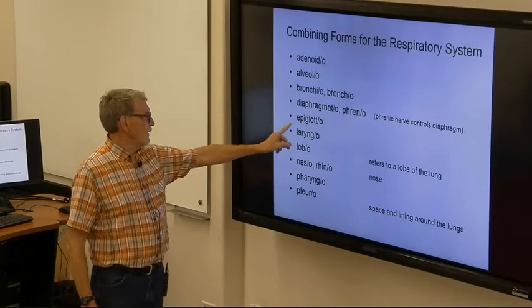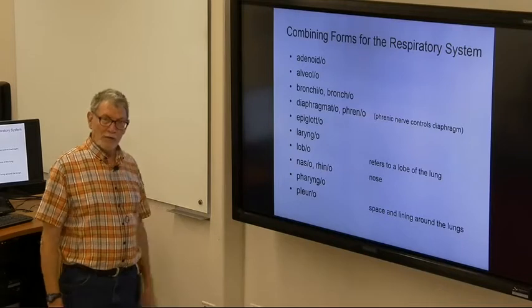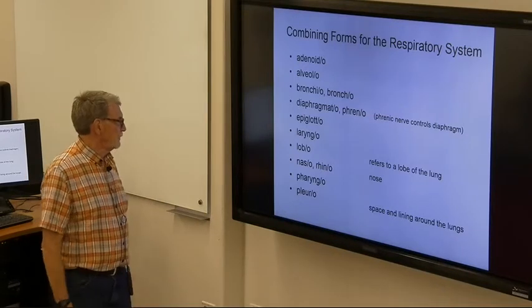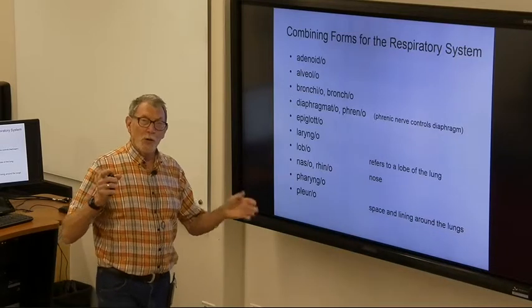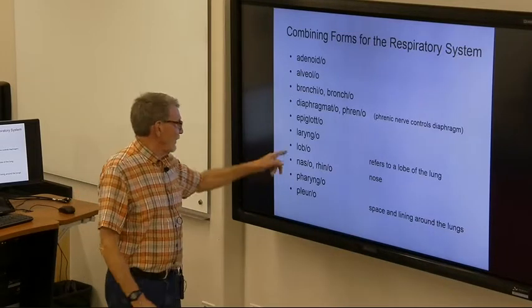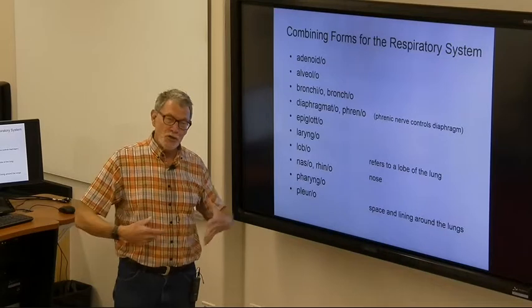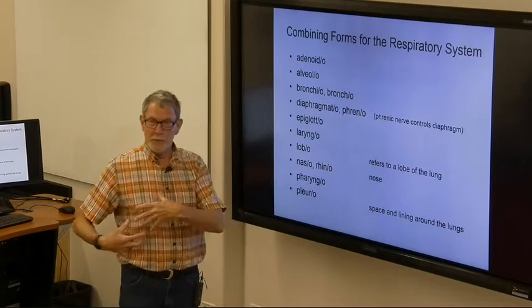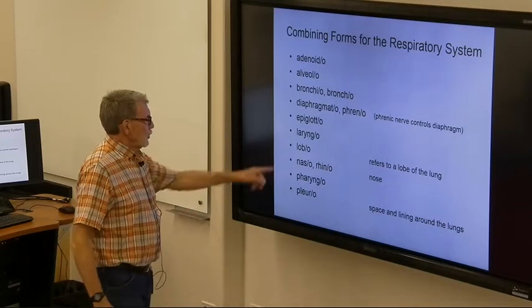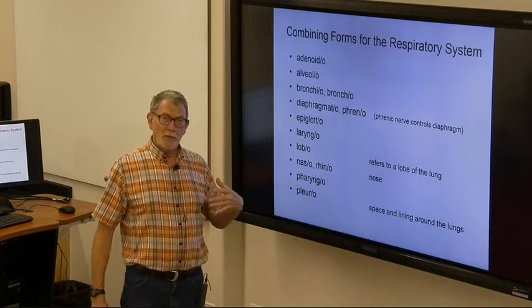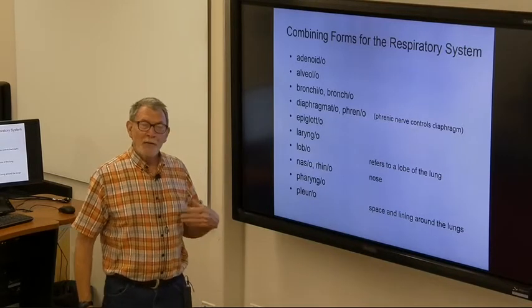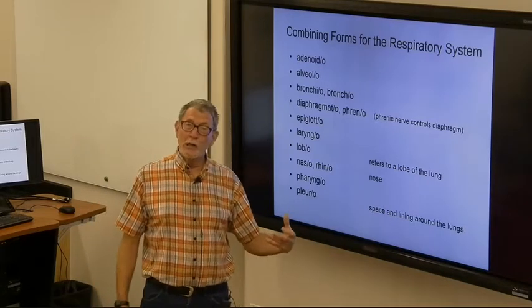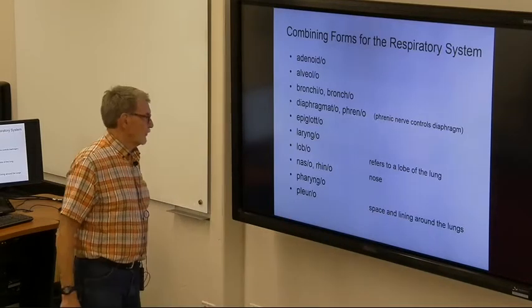Epiglotto for epiglottis, laryngeo for larynx. Lobo is one of your lobes of your lungs. You have 2 lobes on the left and 3 on the right. So you can have a lobar pneumonia just in one lobe, or you can have a lobectomy where they take out one lobe because it's cancerous.